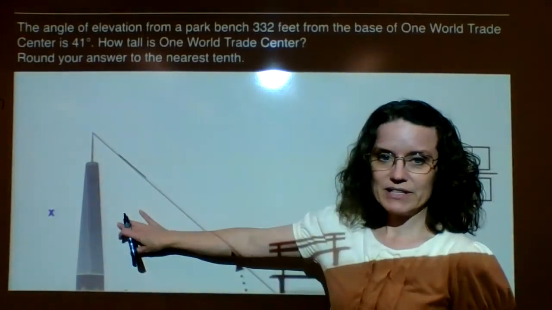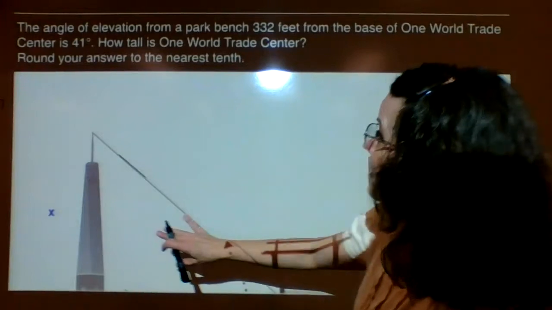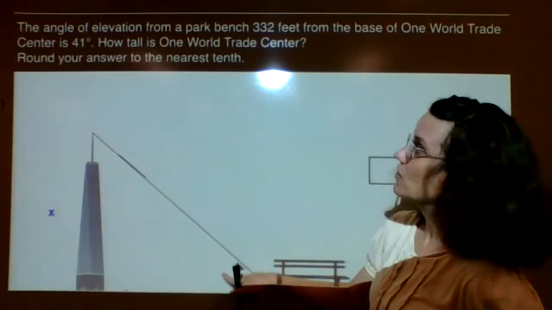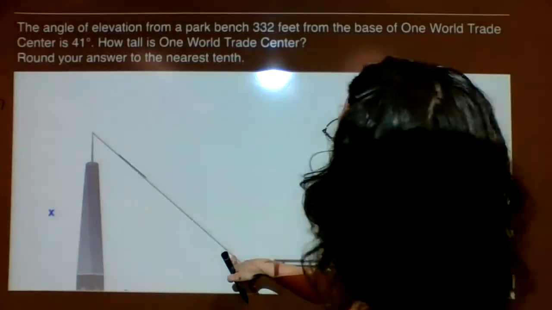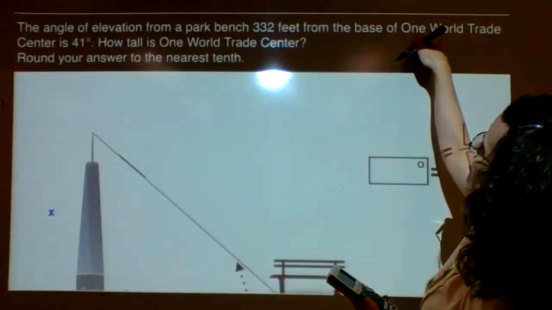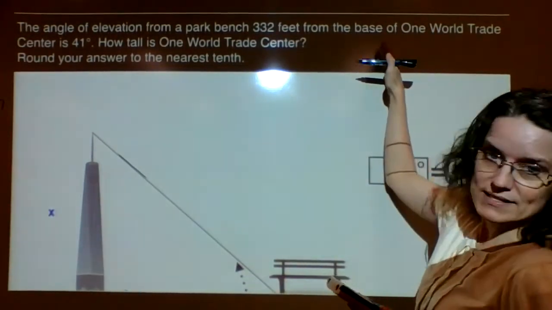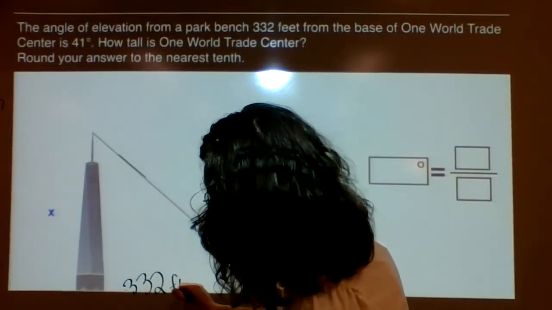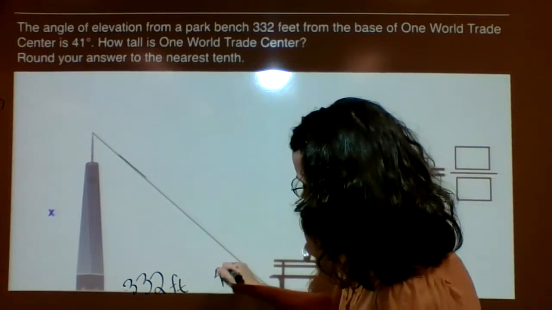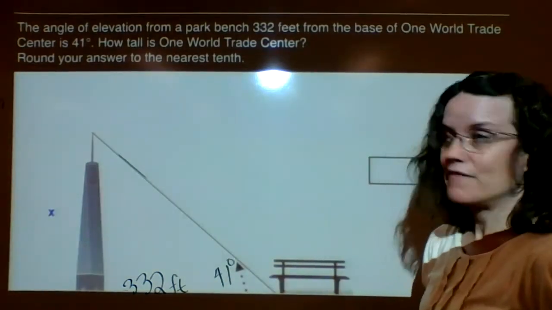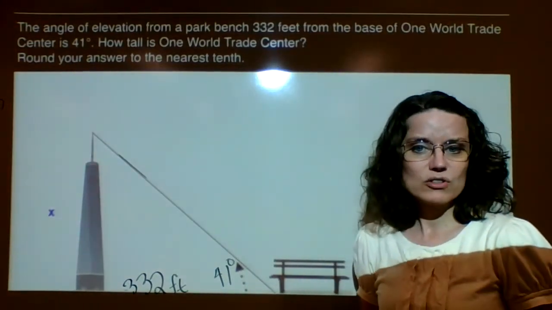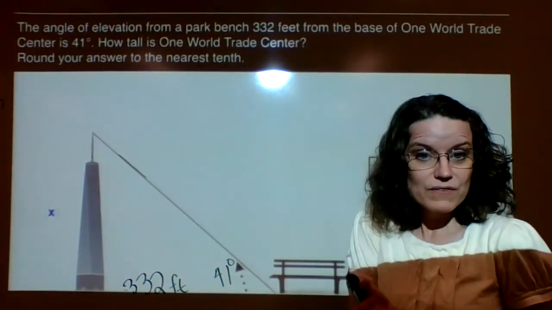You recognize this building? You should. It's World Trade Center, One World Trade Center. So the angle of elevation, so an angle looking up from a park bench, 332 feet from the base of the World Trade Center. So I'm 332 feet from here, and I've got a 41 degree angle of elevation here. And they want to know, how tall is One World Trade Center? I don't know, but you can figure it out.